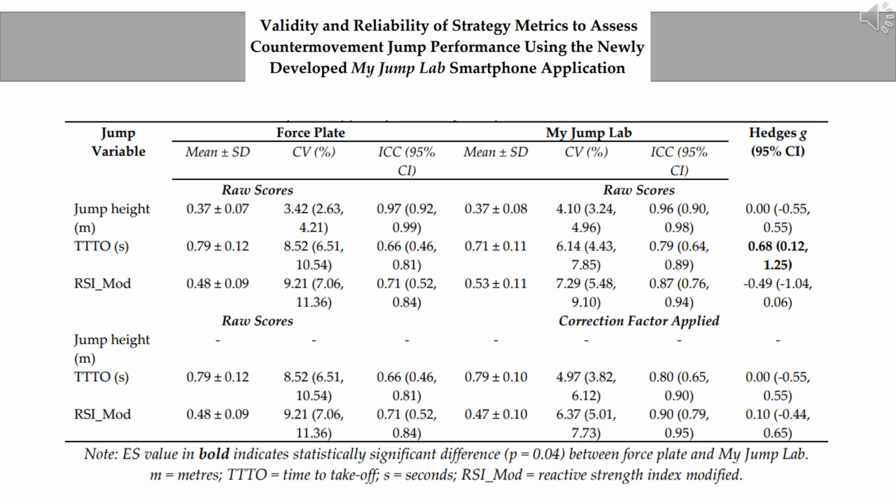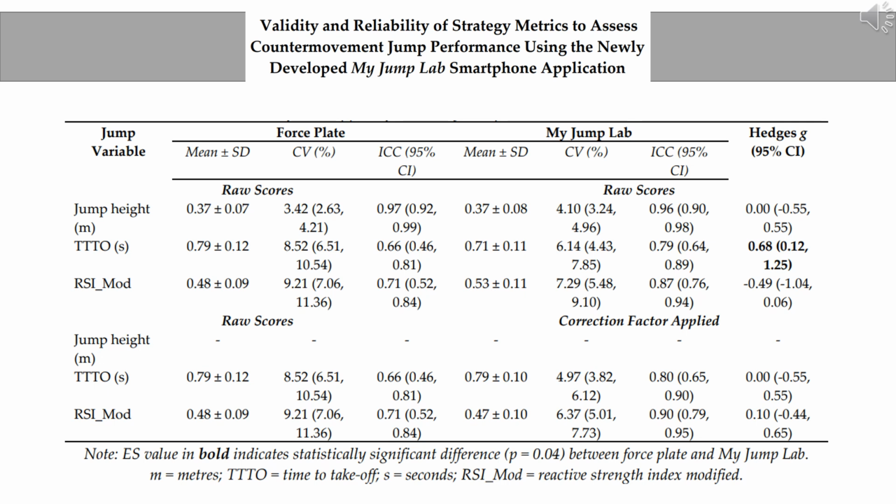Now that correction factor has been built into the algorithms of Carlos's app. And then what we do is we take our already accurate jump height score. We then take our correction factor applied time to take off measurement, and we divide that by jump height to give us an accurate modified RSI score.